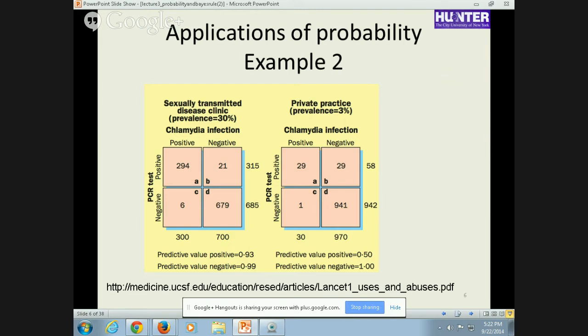So this is a kind of theoretical example here, because normally we don't know everyone who comes into the clinic, all 1,000 of them, we don't know whether they really have chlamydia or not. All we have is the outcome of their test.